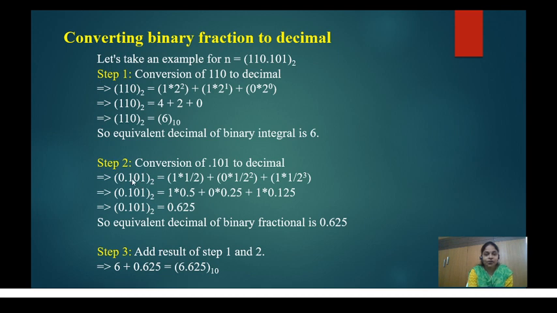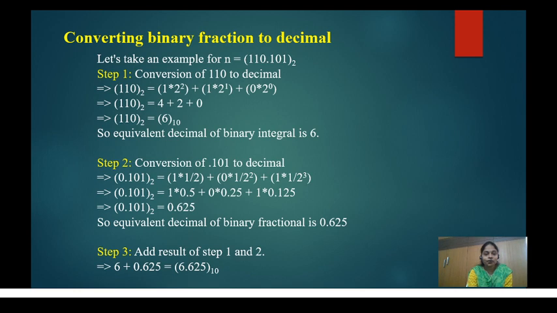So 2 power minus 1 into 1 plus 2 power minus 2 into 0 plus 2 power minus 3 into 1. Or in a similar way you can represent it as 1 into 1 by 2, 1 by 2 square, 1 by 2 cube. When you convert it, you will get 1 into 0.5, 0 into 0.25 and 1 into 0.125. You will get the result as 0.625, which is the decimal fraction.